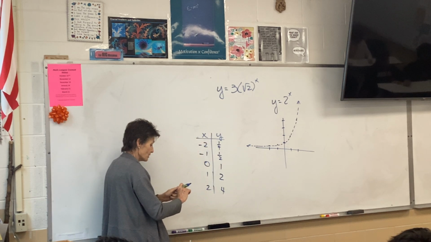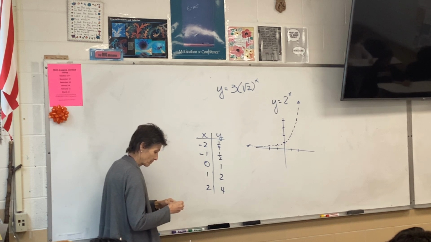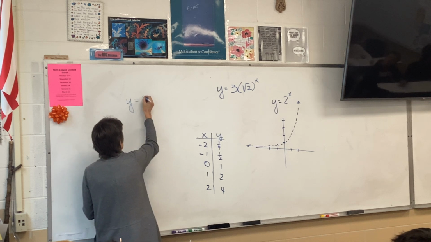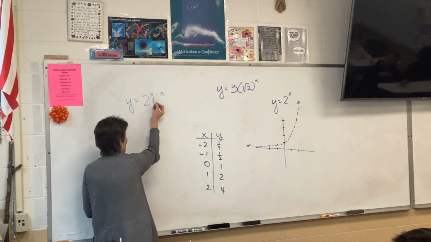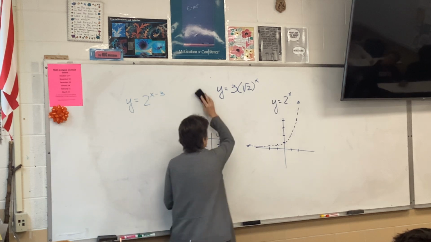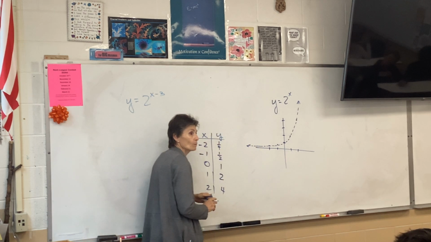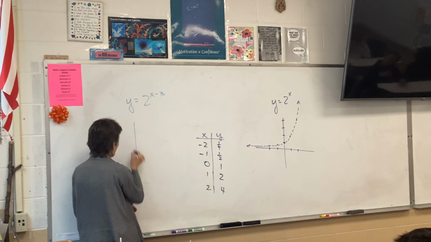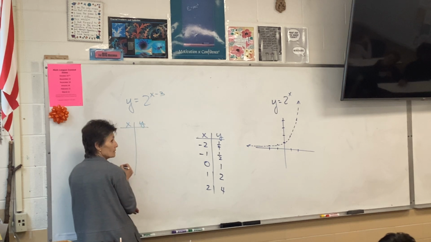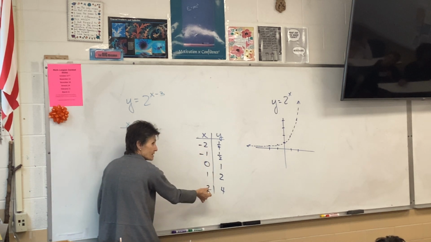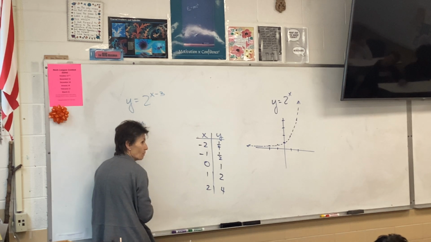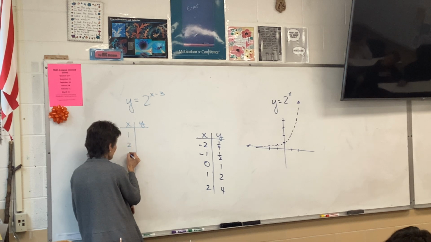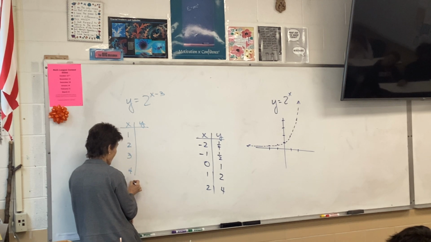Now, do you remember what subtracting 3 from the x does? Moves it right 3. So it basically adds 3. So in my table of values, I'm going to take all my x's and move them 3 that way. So it's going to be 1, 2, 3, 4, and 5. Does that make sense to you?